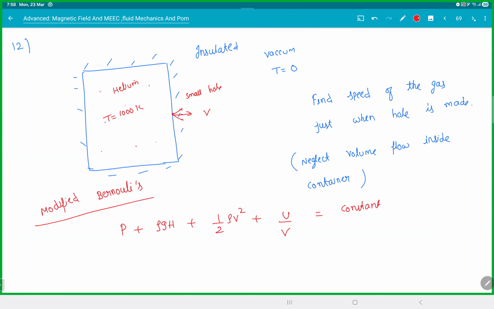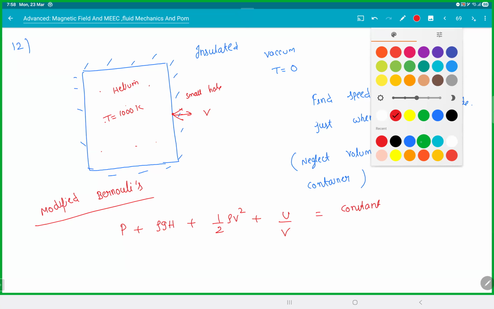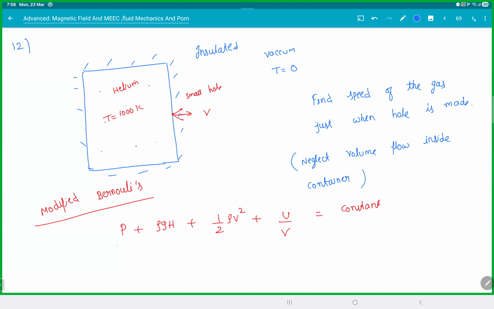So in all the Bernoulli's equations, we never cared about the temperature. We always assumed the temperature was constant. So this P, even though it is pressure, if you go to the derivation, it is work done by pressure per unit volume. Rho g h is nothing but potential energy per unit volume. So all these are actually energy terms per unit volume. This is kinetic energy per unit volume.